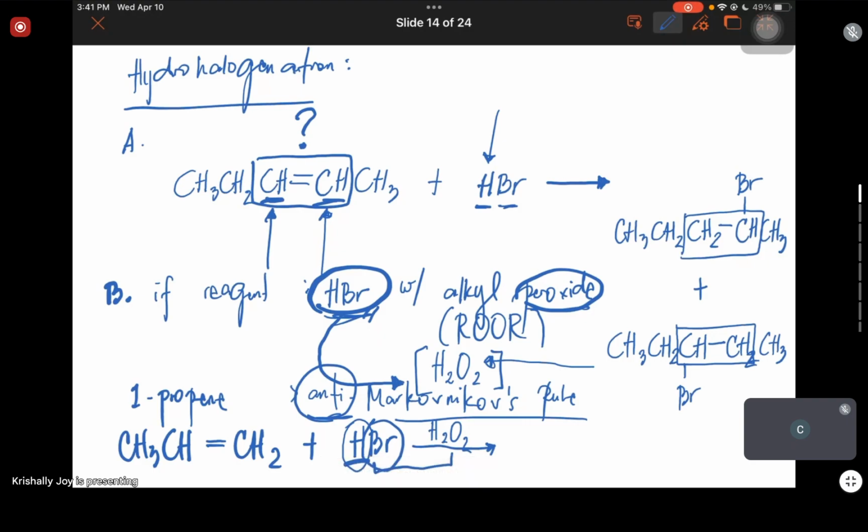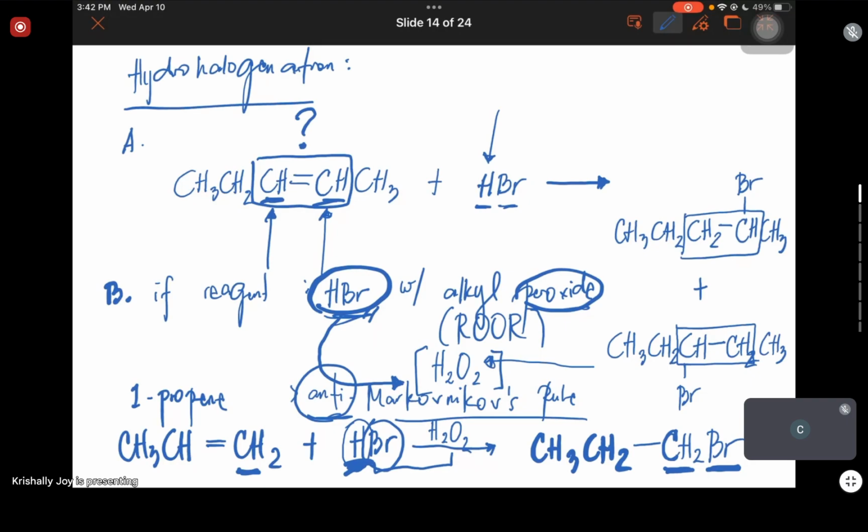The opposite. Instead of adding hydrogen to the carbon with more hydrogen, it goes to the other one, the carbon with fewer hydrogens, because of anti-Markovnikov's rule. So you get CH3, then CH2, and CH2Br. Okay? So the bromo, this time, is added to the carbon with more hydrogen. The opposite of Markovnikov's rule. Markovnikov's rule is simply reversed.